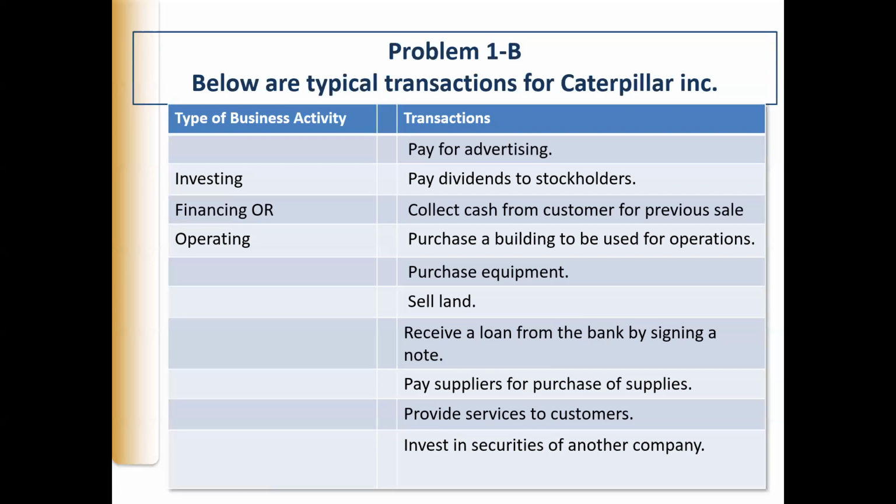Next, receive a loan from the bank by signing a note. Financing. Excellent. Pay suppliers for purchases of supplies. Operational. Perfect. Provide services to customers. Operational. Yep. Well, guys, I'm going to be honest with you. This last one's kind of tricky, so I'm going to tell you it.